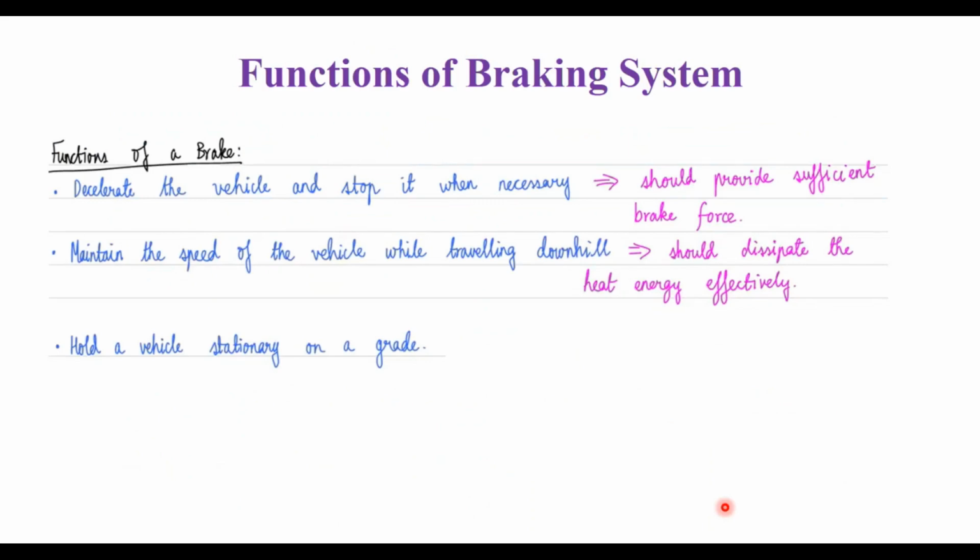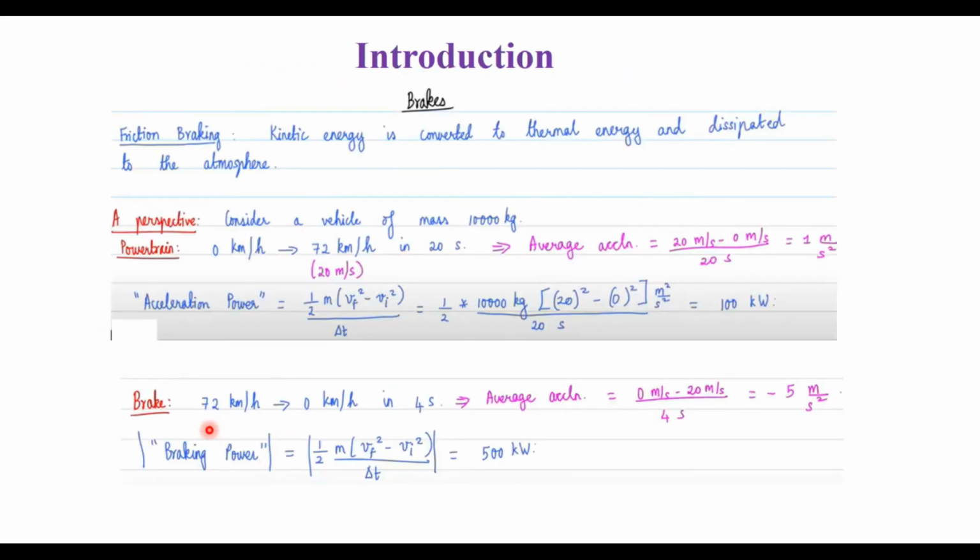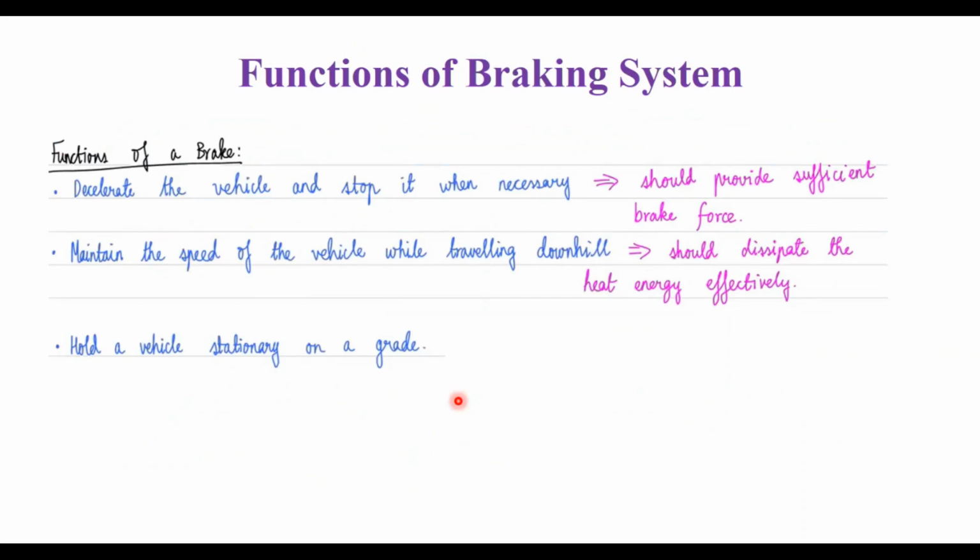So let us see what are all the different functions of the brake system. The first one is that it should decelerate the vehicle. That's what we have seen here, from 72 kilometer per hour to 0 kilometer per hour, it is getting decelerated. And it should also stop completely, or reach some limited speed whenever required, which means it should provide sufficient brake force. The first important function is that it should provide a sufficient brake force, which means it should decelerate the vehicle and stop the vehicle whenever it's necessary.